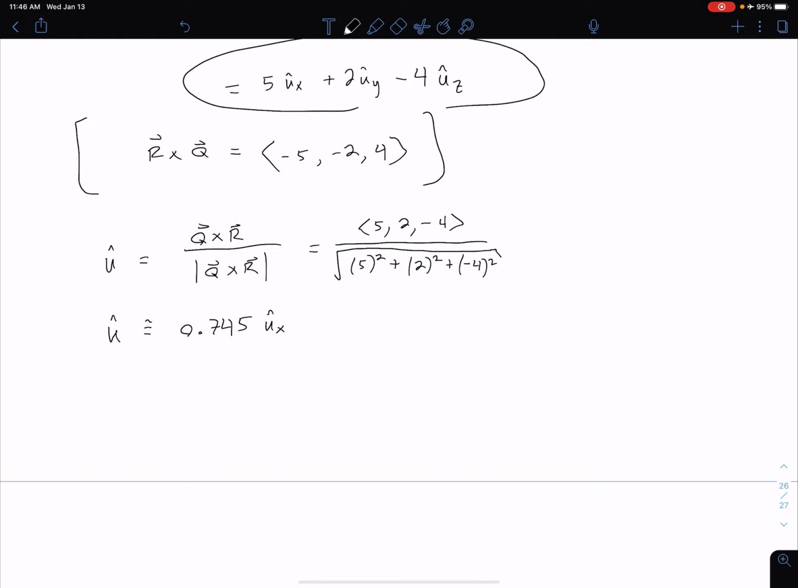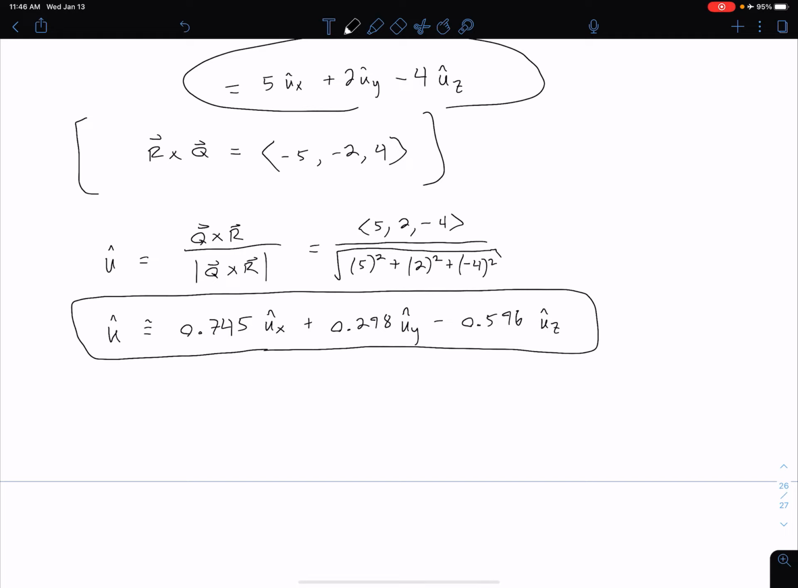and so this is approximately 0.745 in our x direction plus 0.298 in our y direction minus 0.596 in our z direction. And so that's going to be the answer for part 5.